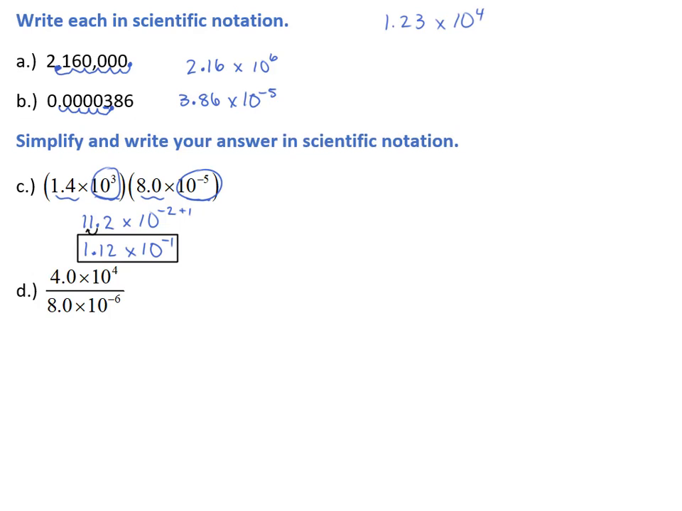Okay, for the second one down here, if we are dividing, we can do them in parts as well. So we can actually divide these two. 4 divided by 8 is 0.5. So we get 0.5 when we divide these numbers. And then when we're dividing two things with the same base, again, we can use our properties of exponents. We can subtract the exponents. 4 minus negative 6, the top minus the bottom, which would then become plus a positive, and we get 10 to the 10th.